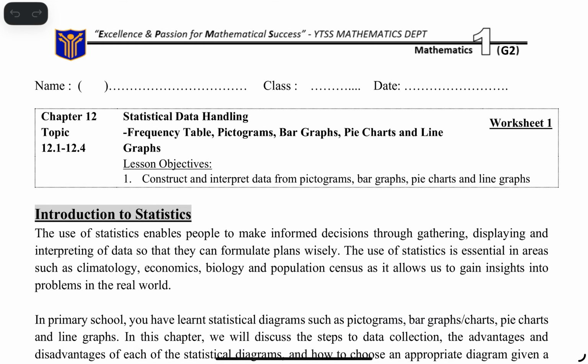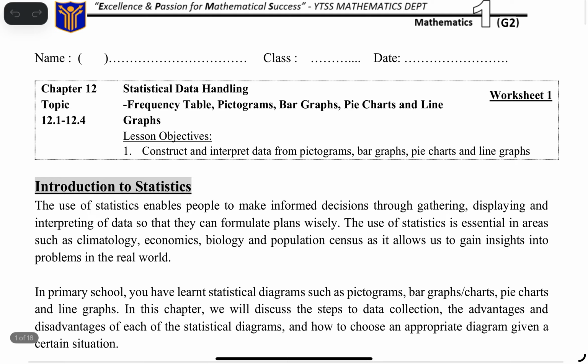Hi everyone, in this video we're looking at Sec 1 Math Chapter 12, which is Statistical Data Handling. In this worksheet we will learn how to construct and interpret data from different types of diagrams that you have seen in primary school, and we'll learn how to construct and interpret data. So let's look at a brief introduction on why this topic is important first.